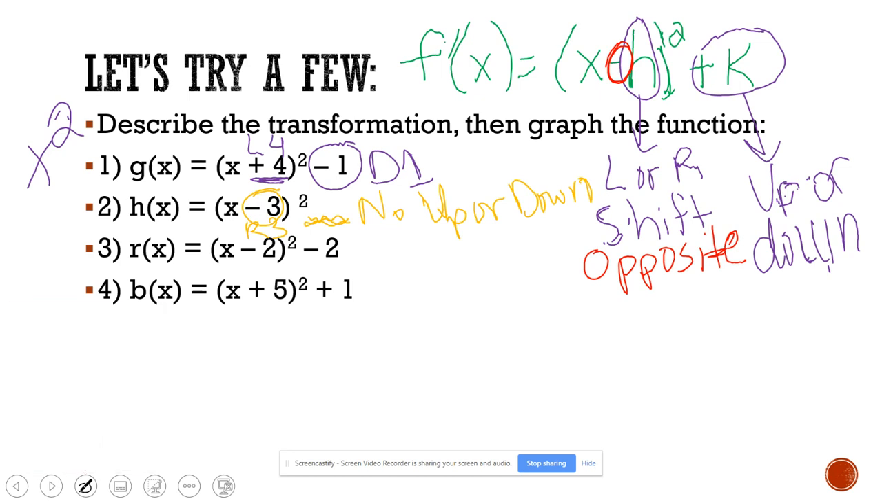Number 3, we have -2 inside. That's our h. That's our left and right shift. Because again, we go opposite of what it tells us. It says -2, so it really went +2, which means we're going right 2. Outside here is our up or down. That's -2, so we went down 1.